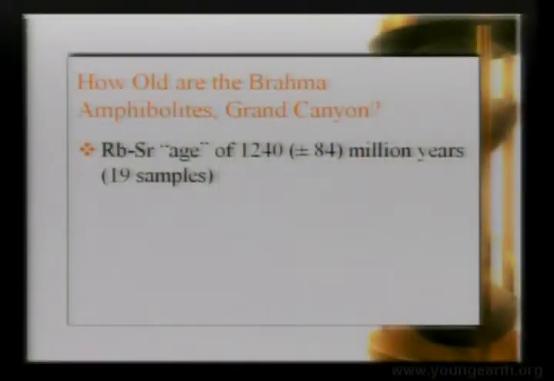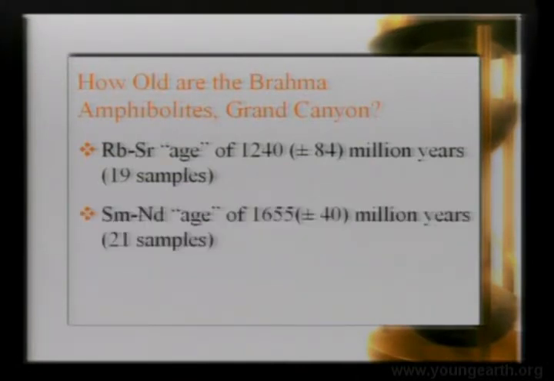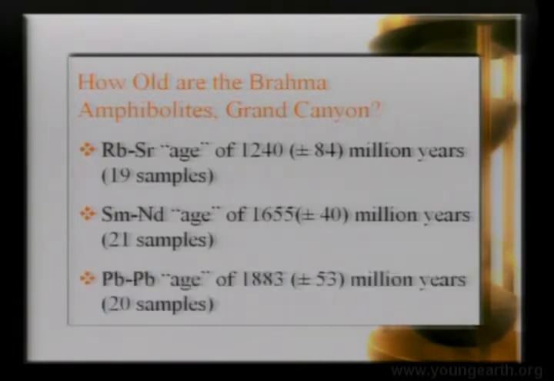Using the isochron dating method, we got a rubidium-strontium age of 1240 million years on 19 samples. Notice that? Not 4 or 5 that the geologists usually use. Remember I said we went for overkill? 19 samples. Samarium-neodymium, age of 1655 million years on 21 samples. And we got a lead-lead age of 1883 million years on 20 samples.